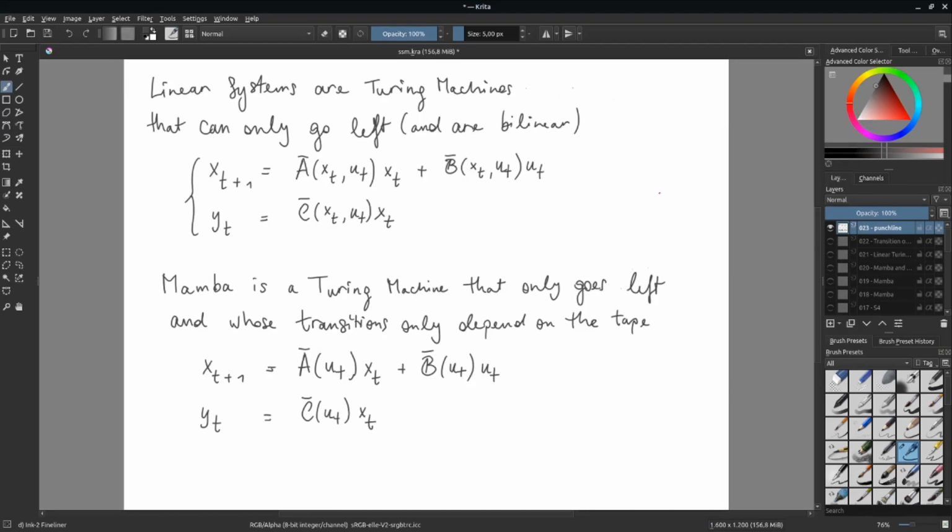And that they have a special form, but close enough. So I claim that linear systems are Turing machines that can only go to the left, and they're built bilinear, so they depend on x of t and u of t. And then Mamba, right? The only difference between this one above and Mamba on the bottom is the dependence on x of t on the state, and so Mamba only depends on the input. So Mamba, in some sense, obviously I've stretched it a bit, is a Turing machine that only goes left, and whose transitions depend only on the tape. So that was my shitpost for the day. But if people want to discuss actual details in the paper, we can do that.